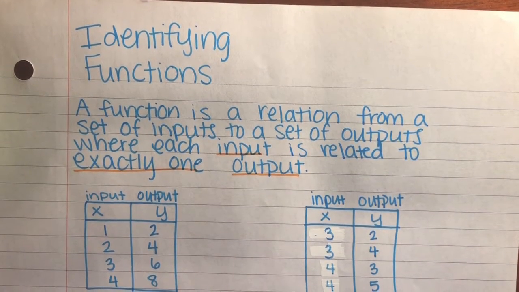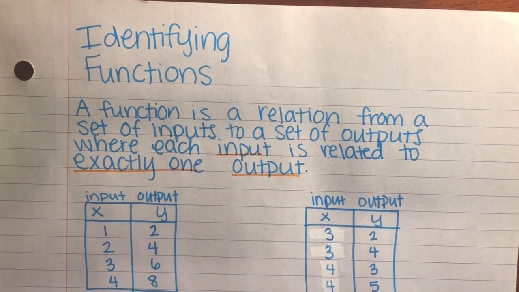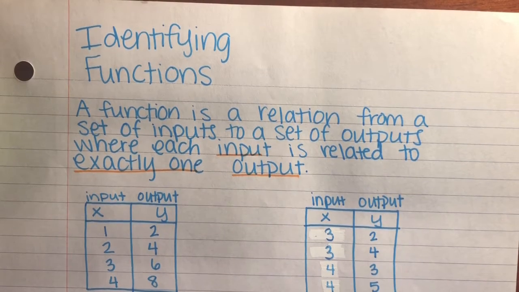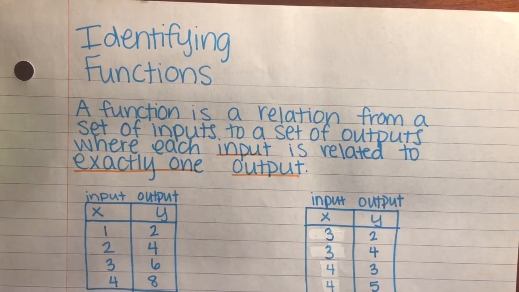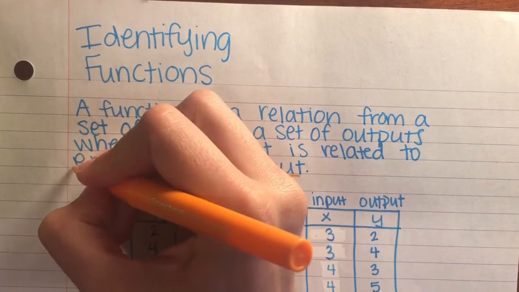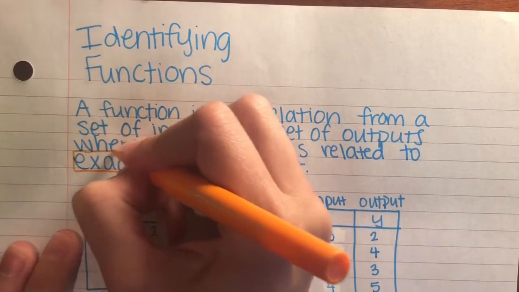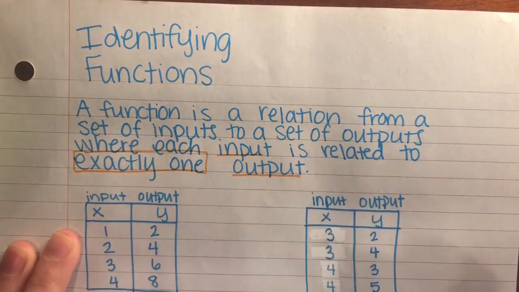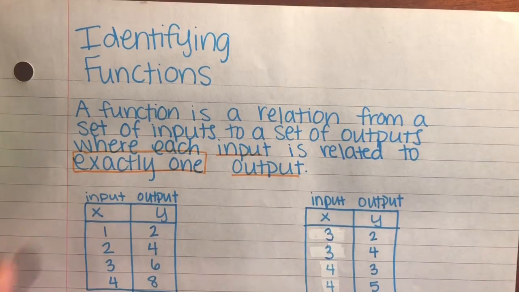Okay, I just wanted to go over a few examples when identifying functions. So a function is a relation from a set of inputs to a set of outputs where each input is related to exactly one output. Now I know that's a lot of words, so don't freak out. We're going to go over a few examples and hopefully this will make a little more sense.